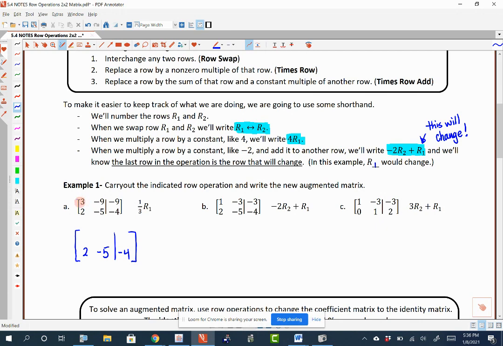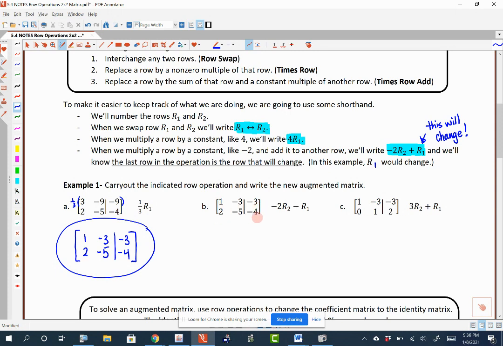But I am going to take 1/3, so you can write it by here if you'd like to, and I need to multiply that whole row by that. So 1/3 times 3, 1/3 times -9, and 1/3 times -9. So we've performed our row operation. We scaled one equation by 1/3. Let's look at problem B.